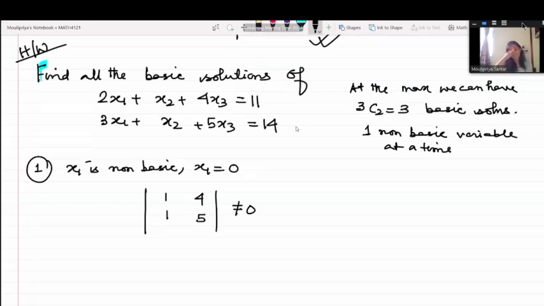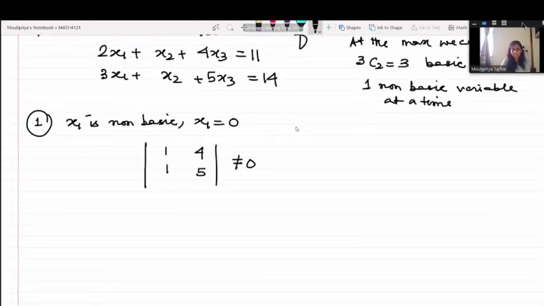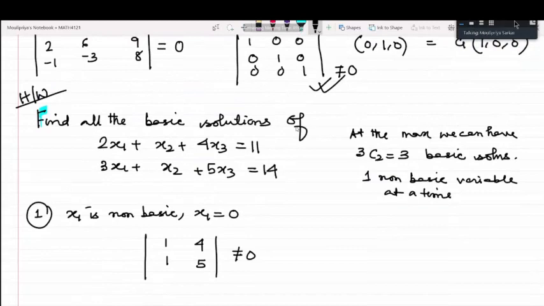So can this one be left as your homework? Yes, ma'am. Okay, so we are now moving on to the next category. Can I leave this part? Are you all okay with this basic feasible solutions and all?